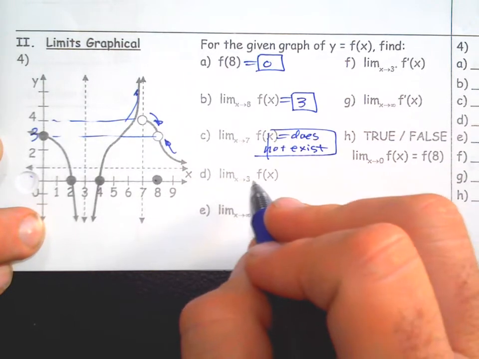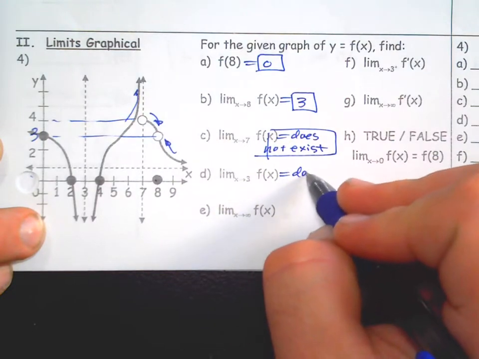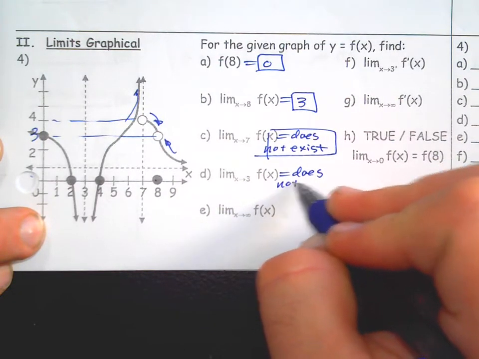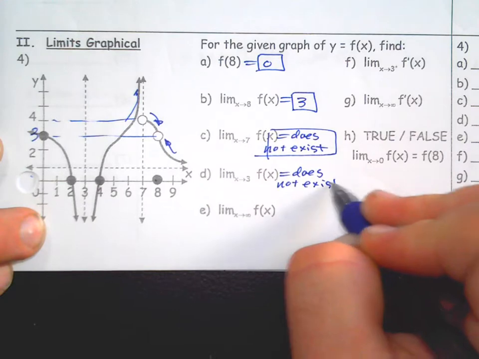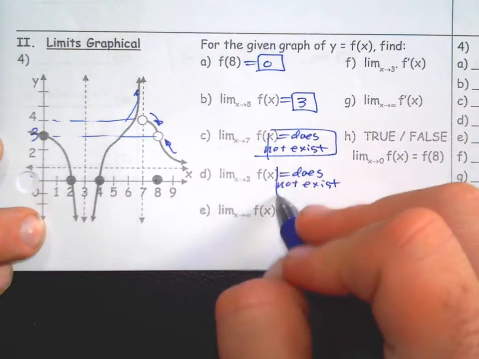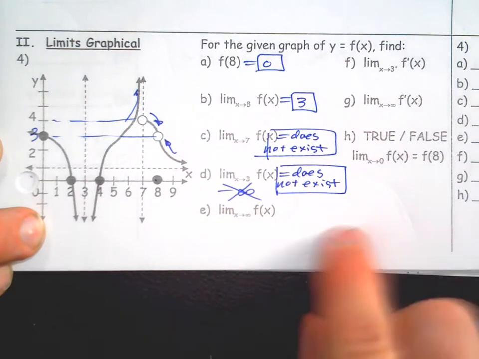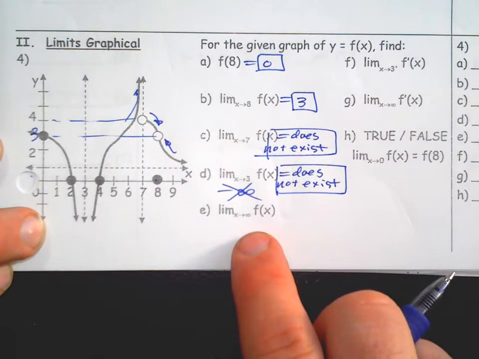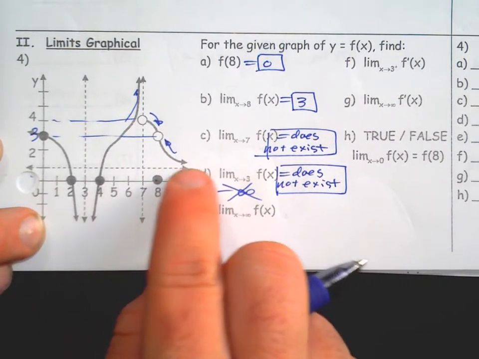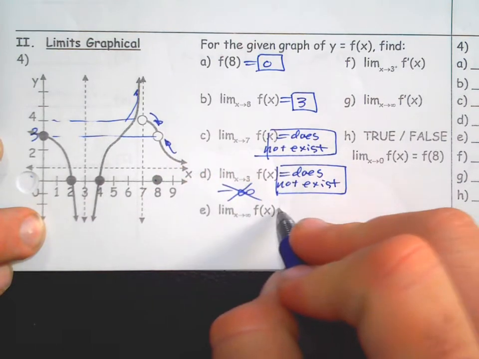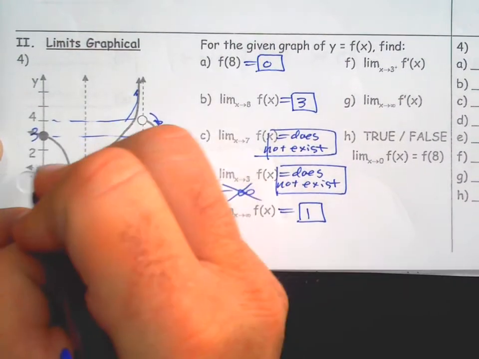As we approach 3, same thing, does not exist. You might say, oh, well, they both go to negative infinity, which I may have had on my answers, but we're not going to do that. Now, if it's a one-side limit, sure. As we go to positive infinity, it looks like it's going to this horizontal asymptote value of 1.